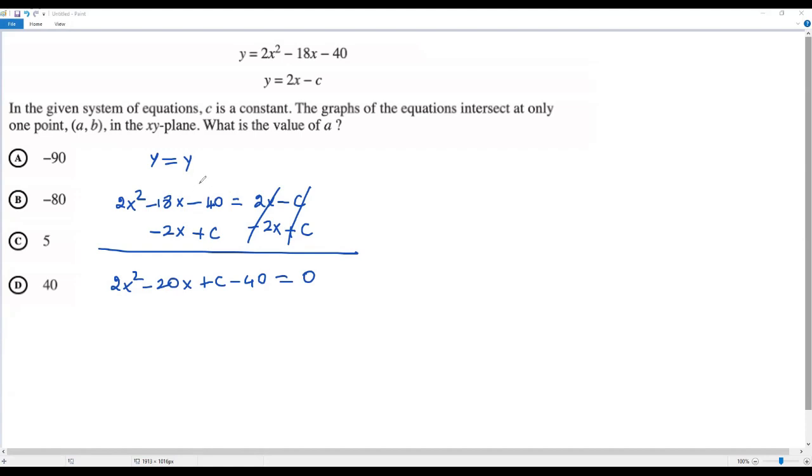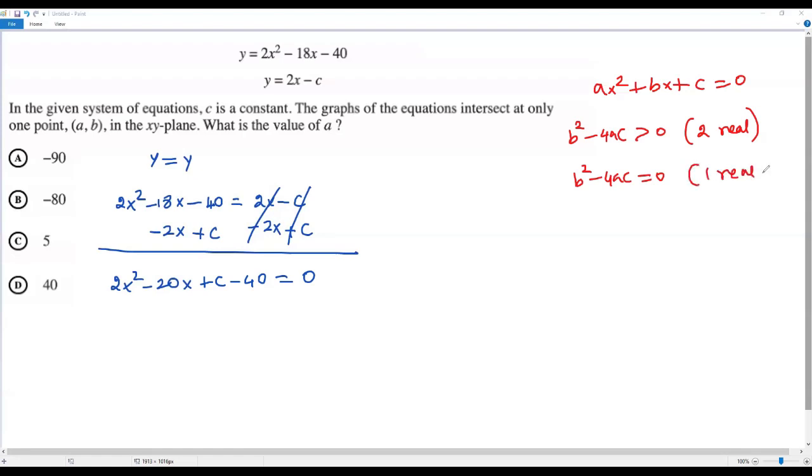Since the question says the two graphs intersect at only one point, even when I solve this quadratic equation, as I said already, we have only one solution. Let's consider the quadratic equation standard form ax squared plus bx plus c equals 0. We find the discriminant b squared minus 4ac. If the discriminant is greater than 0, then we have two real solutions. If b squared minus 4ac equals 0, then we have only one real solution. And if b squared minus 4ac is less than 0, then there is no real solution.